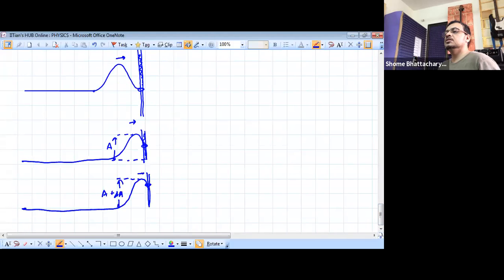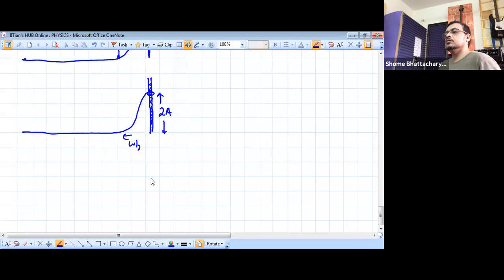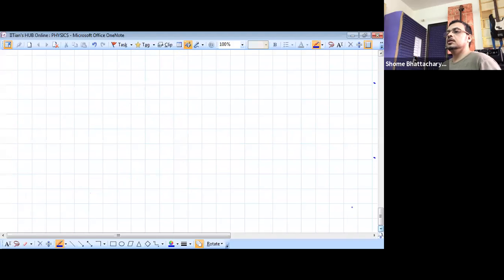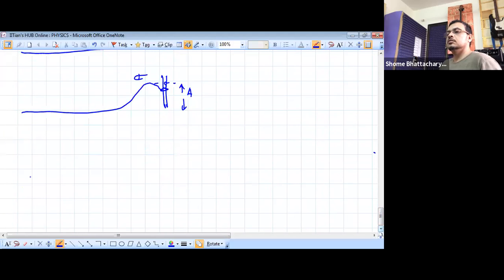Peak still by 2. And from there on, what happens is that it again starts going in this direction. Eventually, going back to this, and further eventually, going back to this.